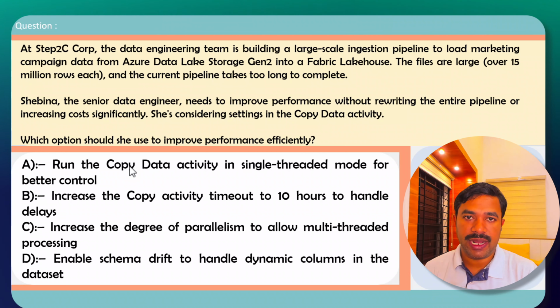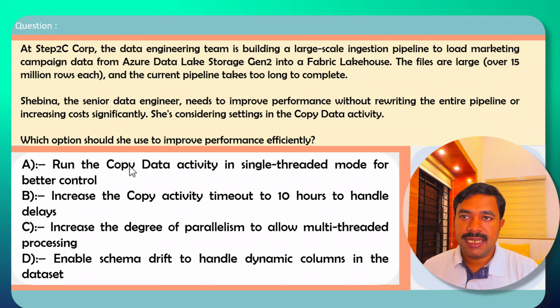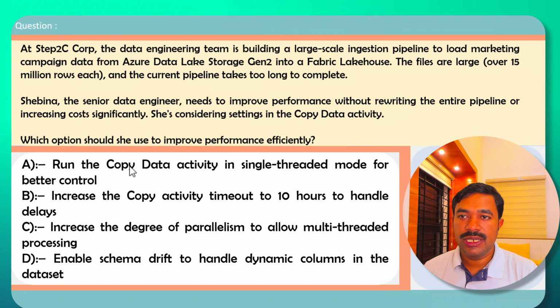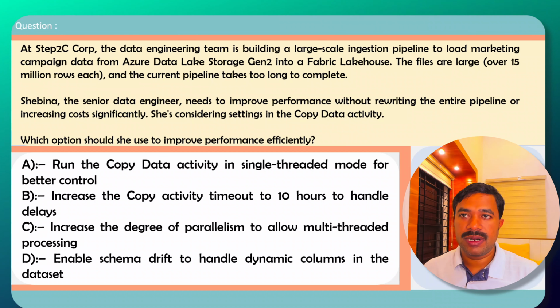It's taking a lot of time to complete. And our senior data engineer needs to improve the performance without rewriting the entire pipeline or increasing the cost significantly. She is considering settings in the pipeline data activity. Which option should she use to improve the performance effectively? So we have a pipeline and we need to improve the performance without significantly increasing the cost. So which option should we choose?